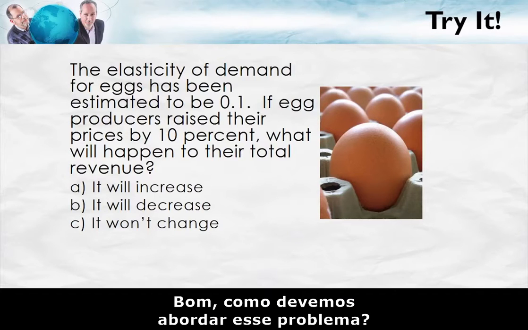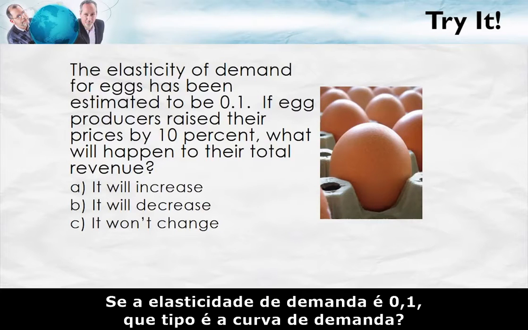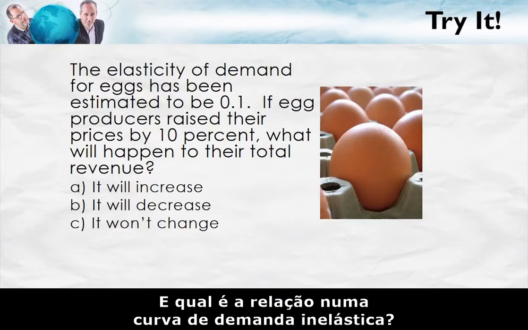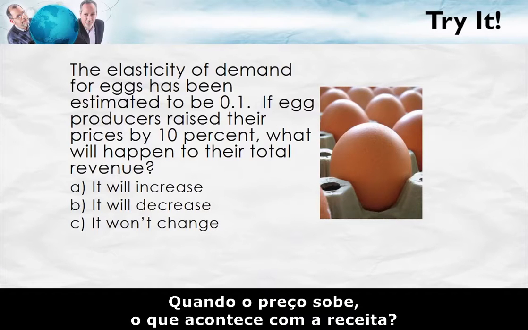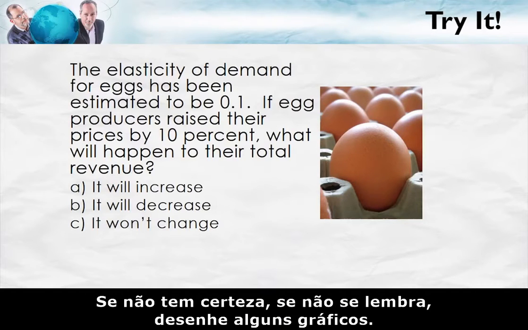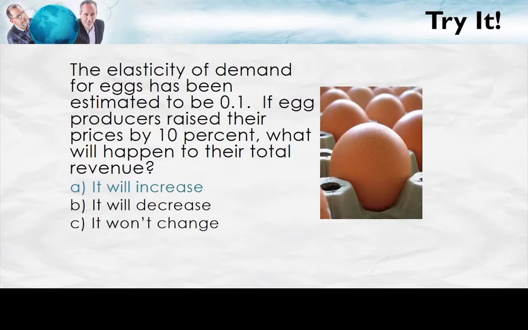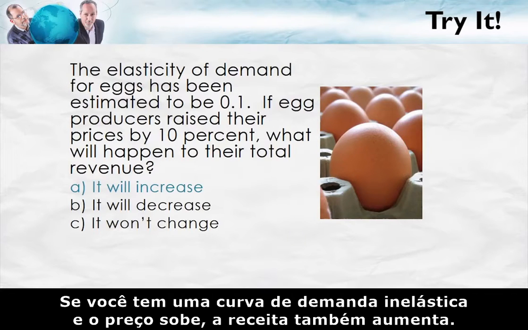Okay, how should we approach this problem? If the elasticity of demand is 0.1, what type of demand curve? Inelastic demand. Now, what's the relationship for an inelastic demand curve? When price goes up, what happens to revenue? If you're not sure, if you don't remember, draw some graphs. Draw an inelastic, draw an elastic, figure it out. Okay, let's see what happens. Revenue increases, right? If you have an inelastic demand curve and price goes up, revenue goes up as well.